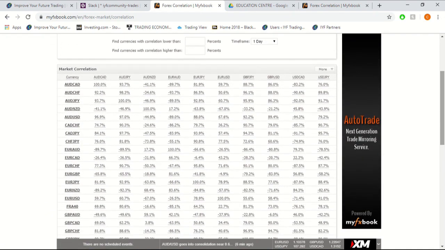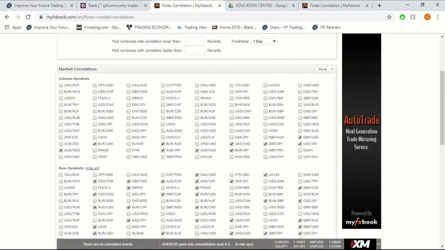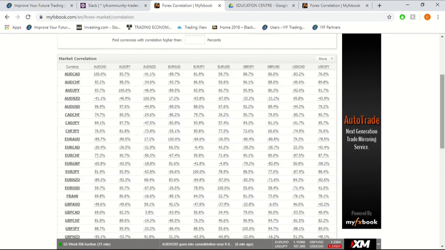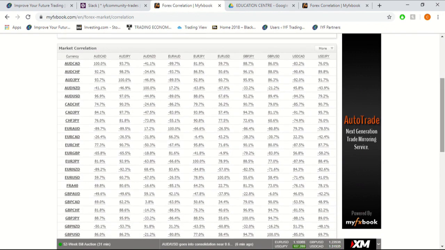So I filtered this myself using the More feature, where you can just change it to the main pairs that you use. So you could be different currency pairs, different indices such as the NAS, which is the US, or even some commodities such as gold. So now what we're going to do is we're just going to look at a couple of different pairings just to see how the correlation is.